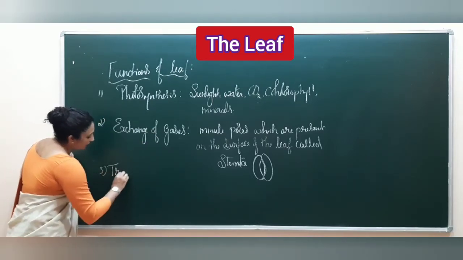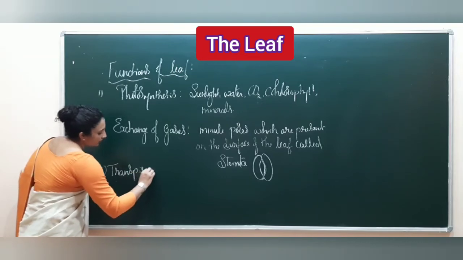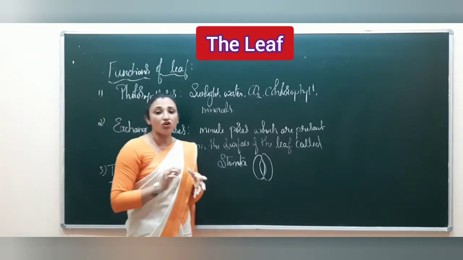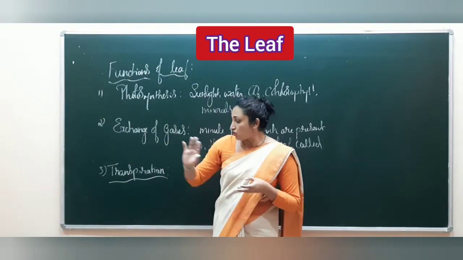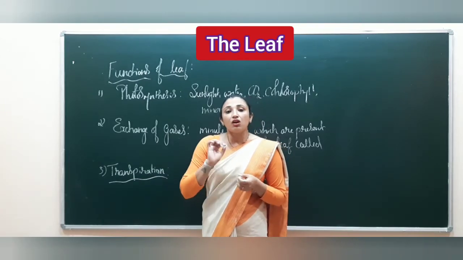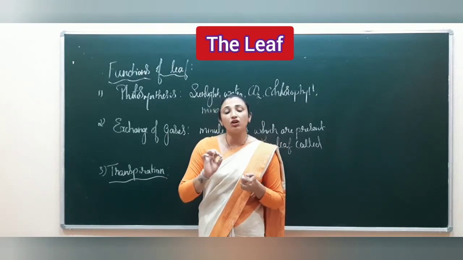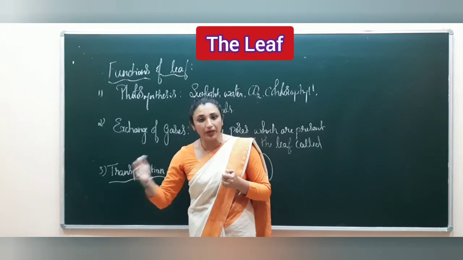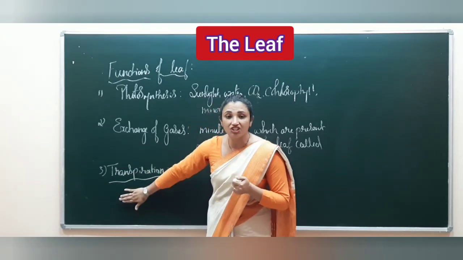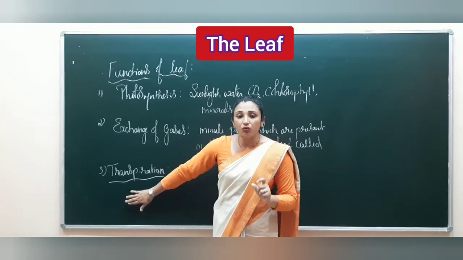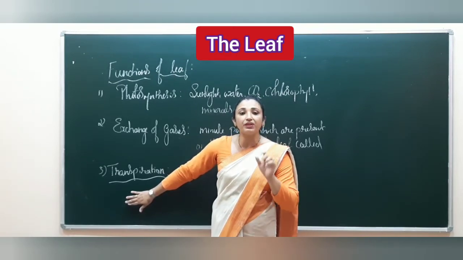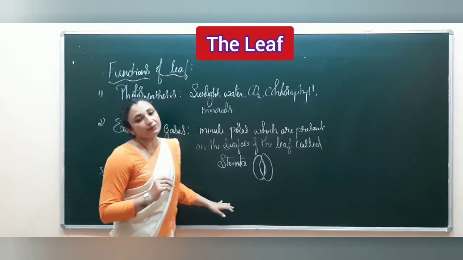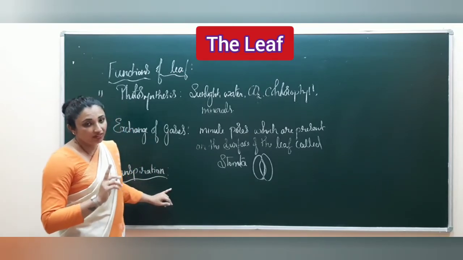Next is transpiration. Transpiration is also a very important process seen in the plant body. So what is transpiration? Removal of excess of water from the plant body in the form of water vapor is known as transpiration. I repeat my statement. Removal of excess of water from the plant body in the form of water vapor is known as transpiration. A question might be asked, define transpiration.